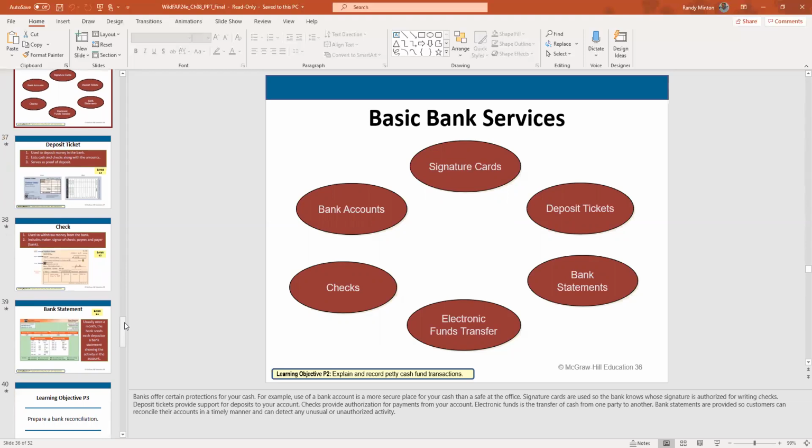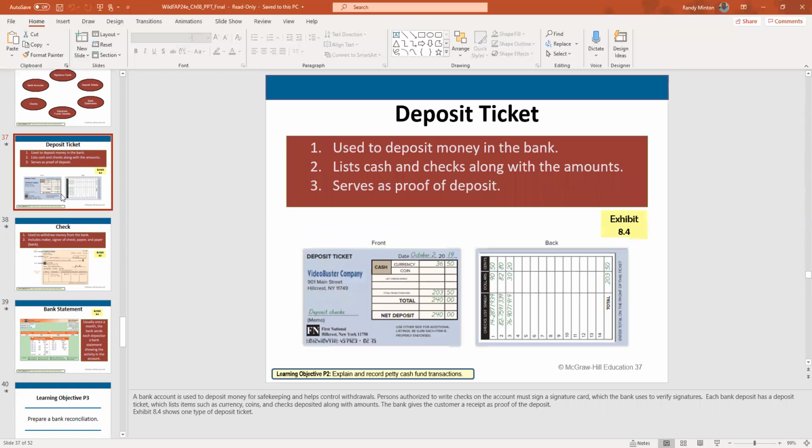This is what a deposit ticket looks like. I'm not going to dwell on this, but you put your currency, coin, checks, and all that sort of thing, and then come up with a net deposit. Here on the back side is where the checks are listed.